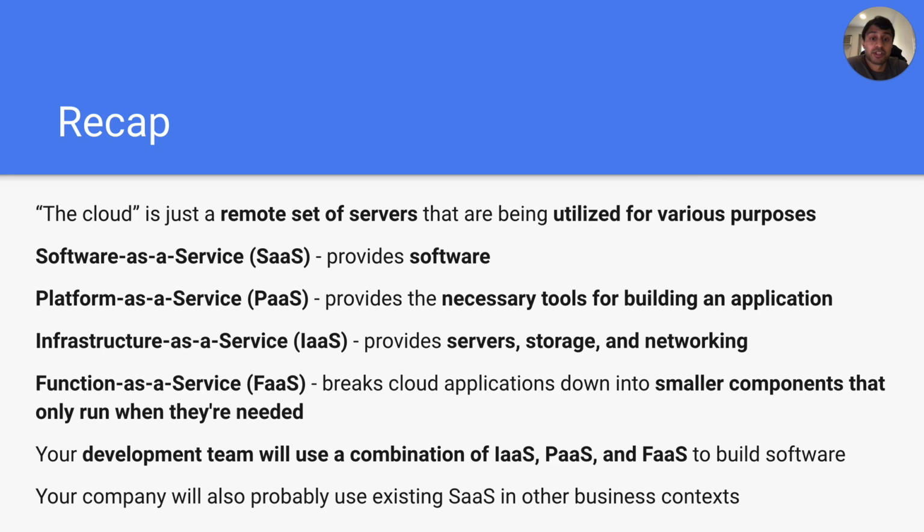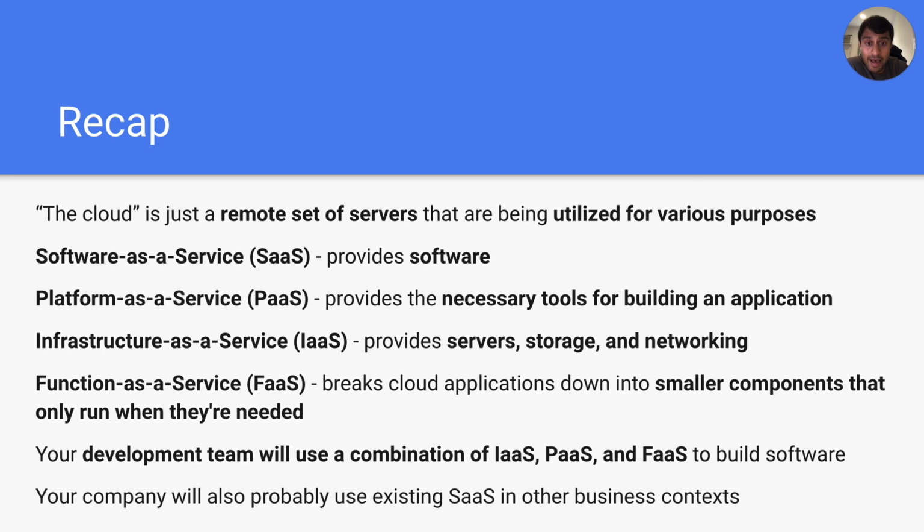Before we jump into AWS, I just want to do a recap of the cloud. The cloud is just a remote set of servers that are being utilized for various purposes. SaaS, software as a service, provides software on a remote set of servers that are ready to use out of the box. Examples include Gmail, Slack, Spotify, etc.